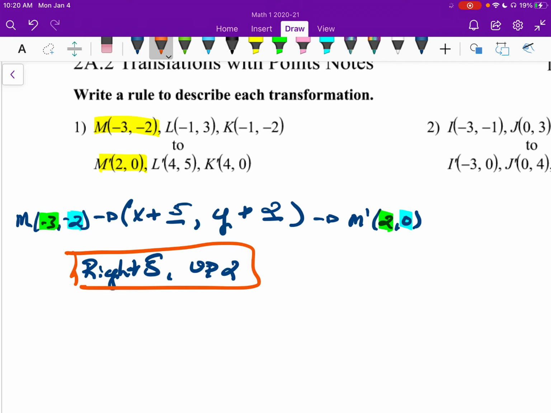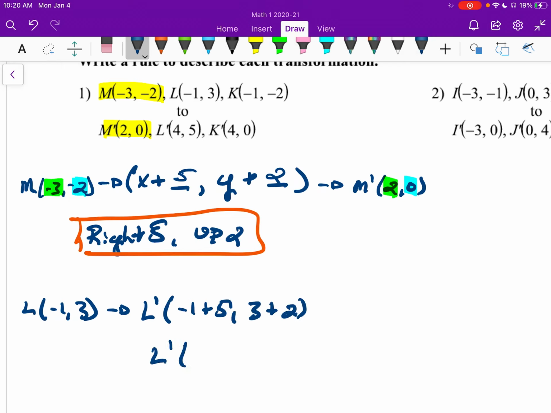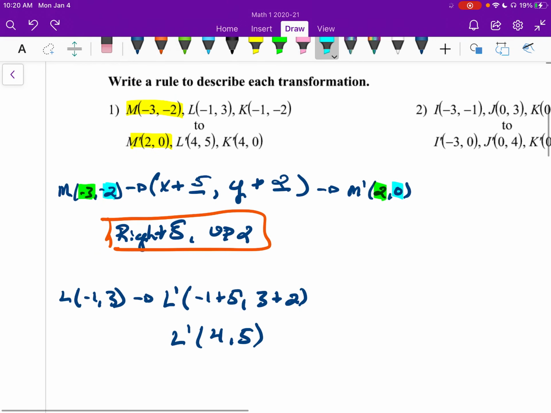Just to check it, I'm going to look at L and L prime, and use L and our formula and see if I get L prime. So L is (-1, 3). L prime is going to be -1 plus 5, and then 3 plus 2. So L prime should be (4, 5). And if I look, L prime is there, so they are the same thing. So our answer is right 5 and up 2.